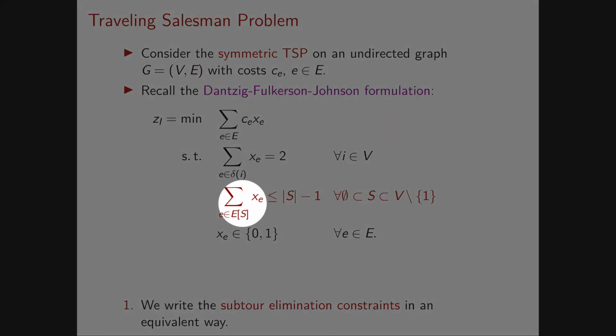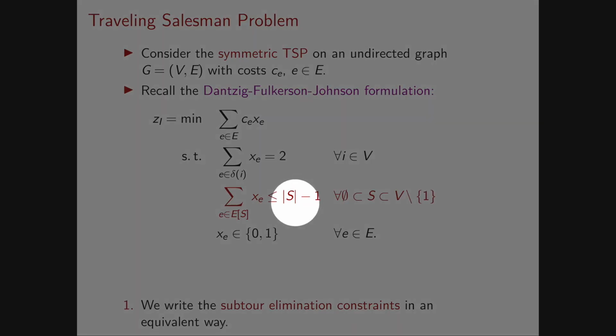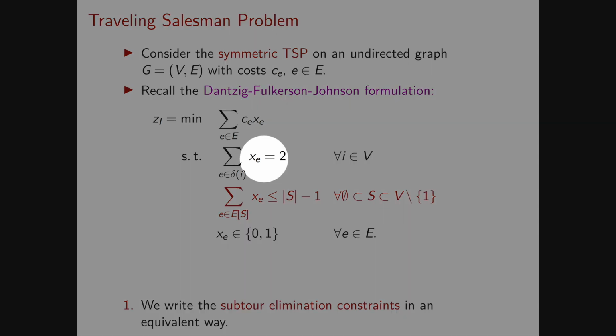In this form, we're looking at the sum of the x_e for every e fully contained in the set S, and we're asking that this sum is at most the cardinality of S minus 1. It's a very good exercise to show that these inequalities are equivalent to the previous ones, and of course in order to show that you need to use the degree constraints.